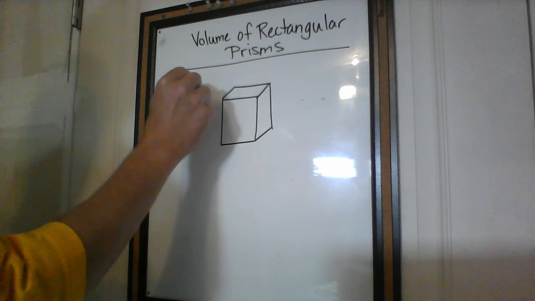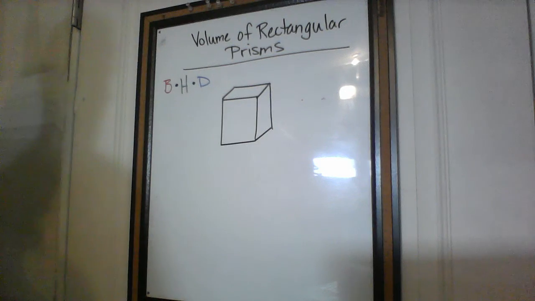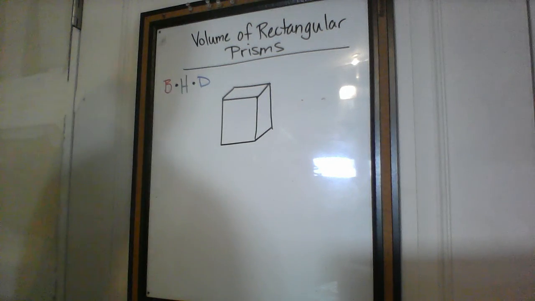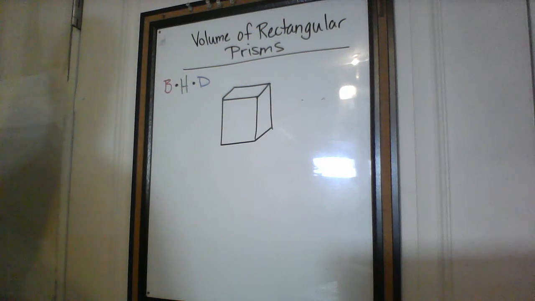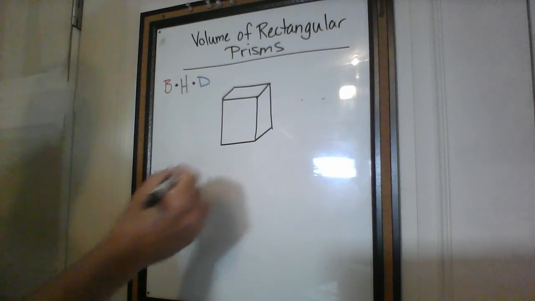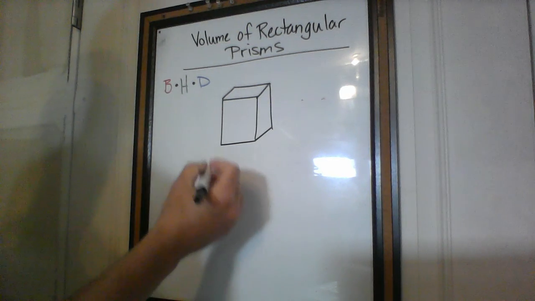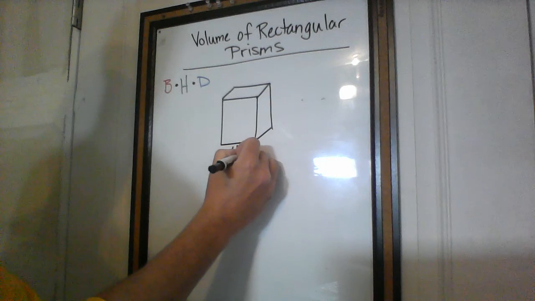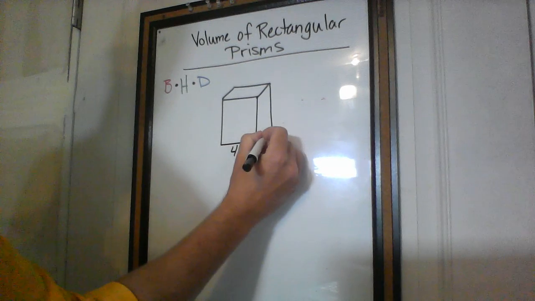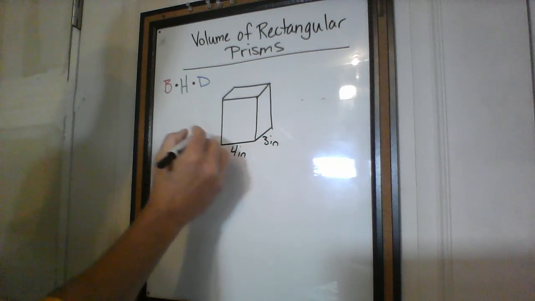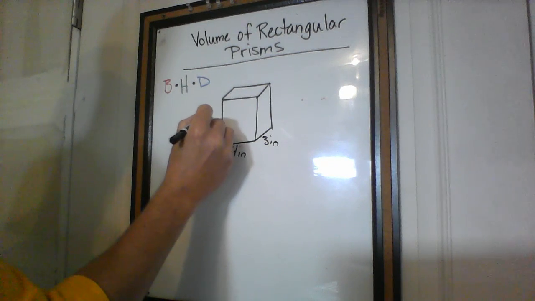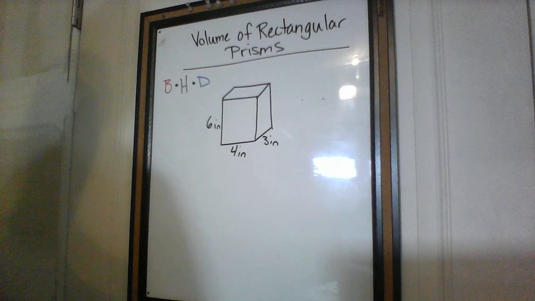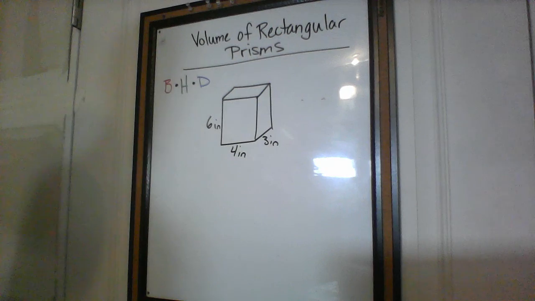The third one that we're going to add to this is depth. Okay, so for depth, we're looking at how deep that box is going to go, that rectangular prism. So we're going to be really simple today with whole numbers. So if we have 4 inches, 3 inches, and let's do 6 inches. Those are our three numbers.